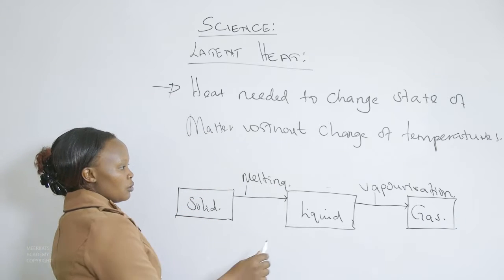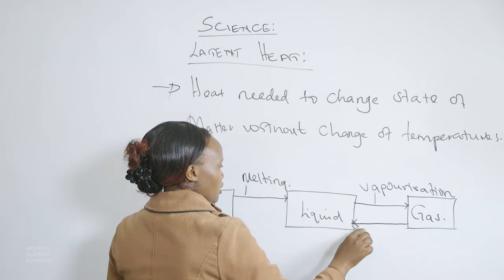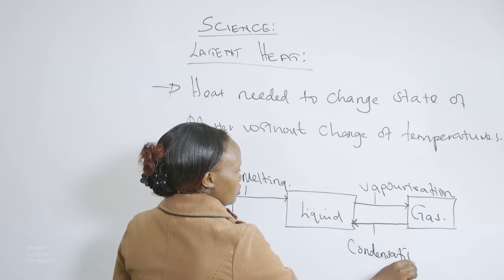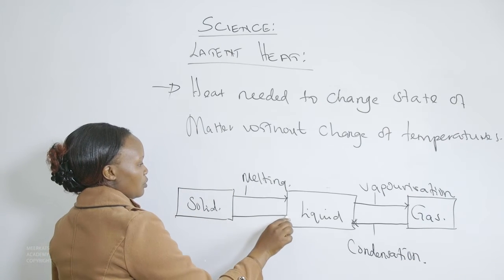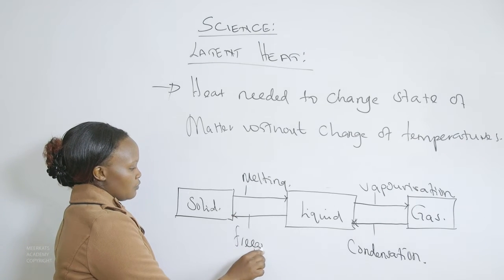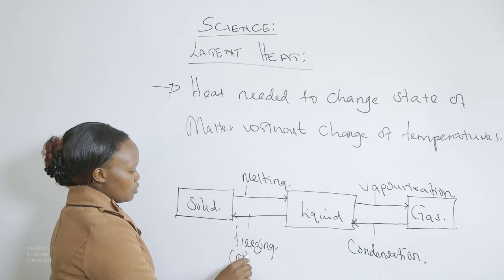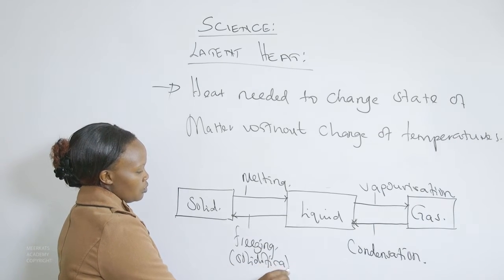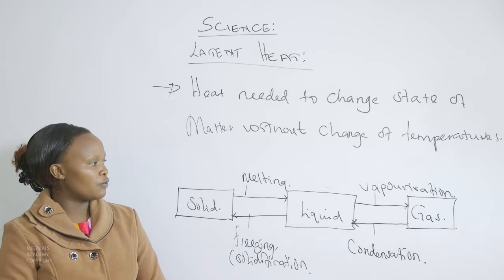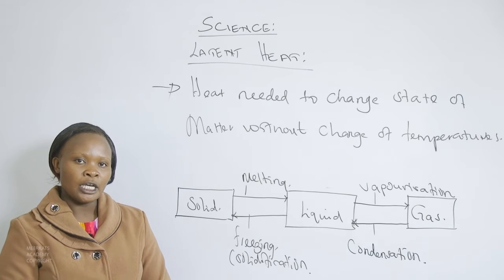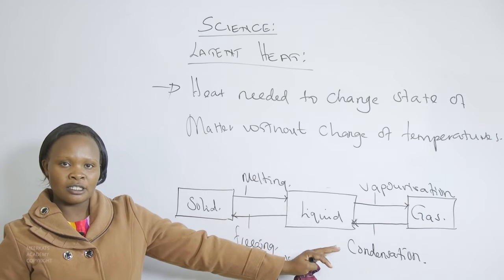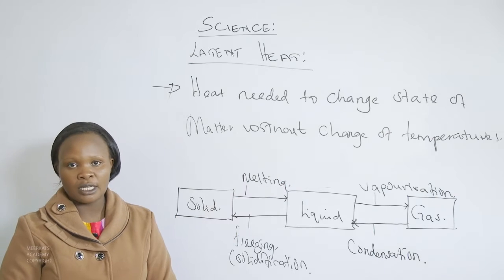We can go through the other processes where we can talk about condensation. And finally, from liquid to solid, we can call it freezing, or what we call solidification. Now, all these processes will involve change of state, which means the heat that is absorbed by matter to transform from one state to the other is what we are actually interested in.